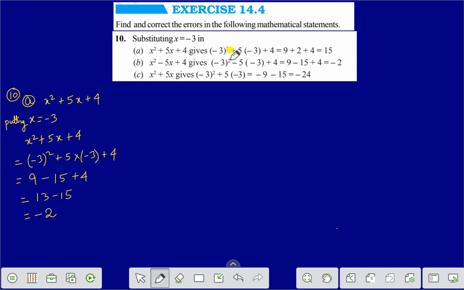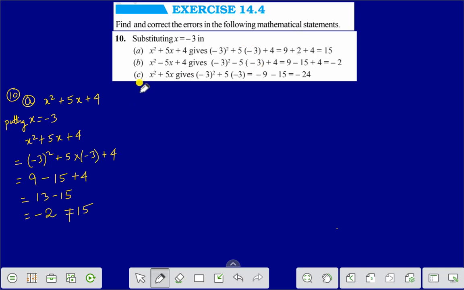Here you see the value is given as 15, which is not correct, which is not equal to 15. That means this one is not correct. Here this will be the correct answer. What they have done wrong is: minus 3 square is 9, minus 5 into 3 is minus 15, but they have written 2, that is wrong, right?